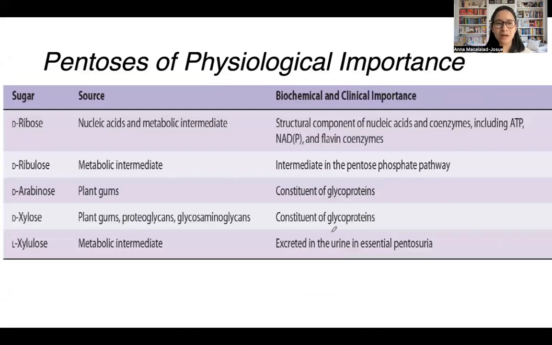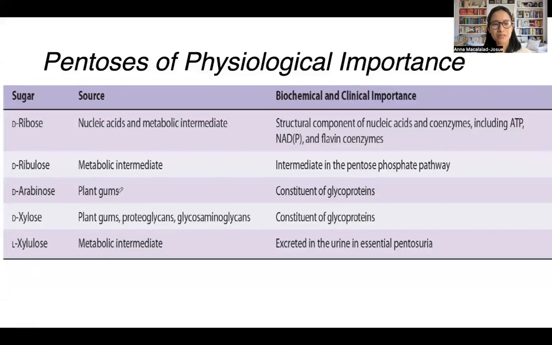So we talked about glucose as a hexose. Now we move on to your pentoses of physiological importance. So your pentoses of physiological importance would include your ribose, which is a main component of your nucleic acid, such as your RNA, and it also is part of the structural components of your coenzymes, including your ATP or adenosine triphosphate, your NADP, and as well as your flavin coenzymes. Your D-ribulose, it's an intermediate in the pentose phosphate pathway.